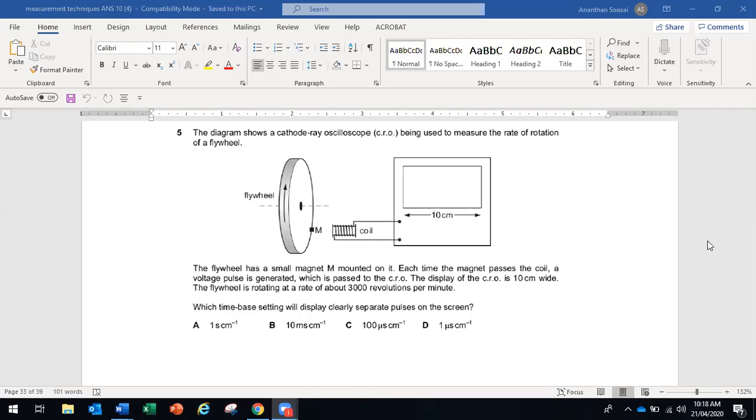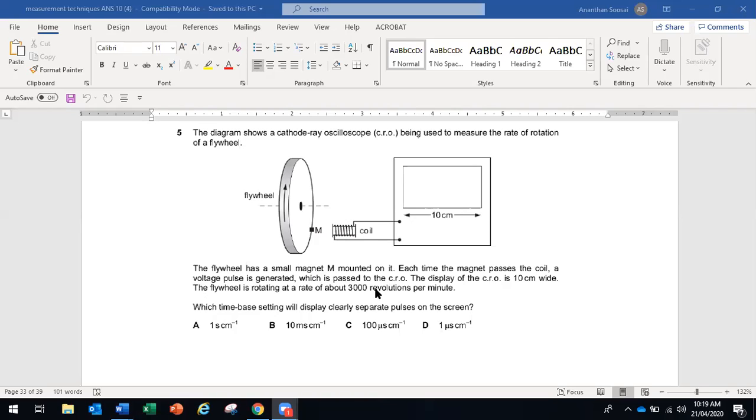So how do you need to calculate? You need to calculate the period of one pass first. What is the time taken for one pass? What is the period of one pass? That you have to calculate first. 3,000 rounds per minute. That means it gives 3,000 pulses in a minute. Okay. That means what is the period of one pulse?